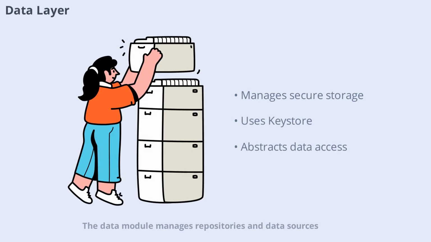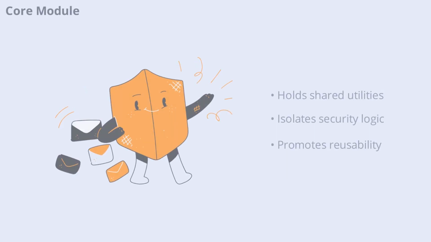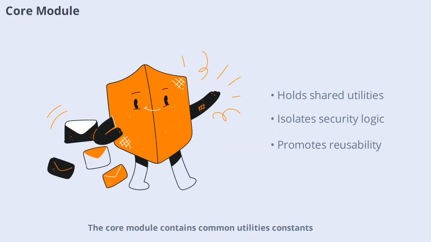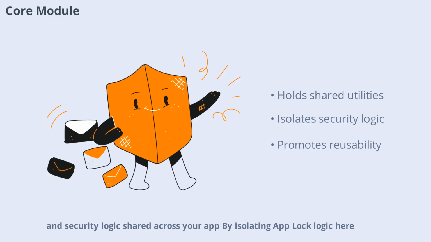The data module manages repositories and data sources, including secure storage for PINs and session tokens. By using Android Key Store and encrypted shared preferences, you ensure that sensitive information is stored securely and cannot be easily accessed or tampered with. This layer abstracts away the details of data storage, allowing the rest of your app to interact with secure data through clean interfaces.